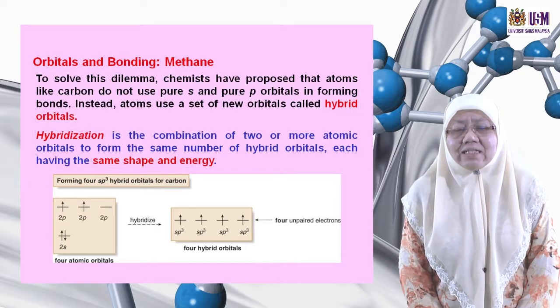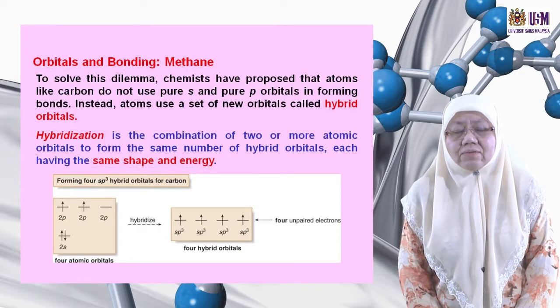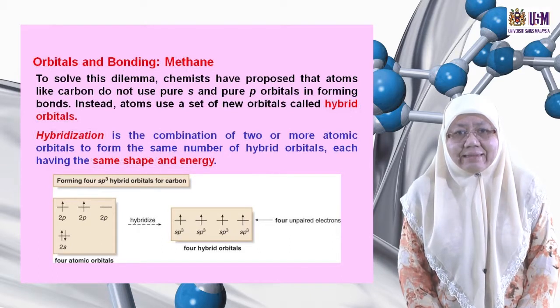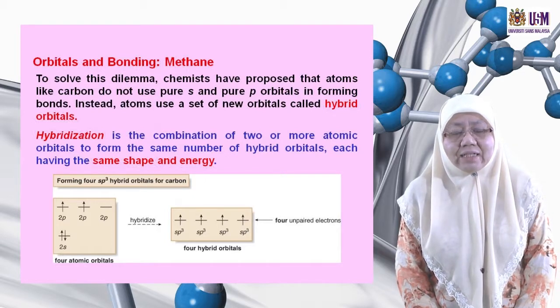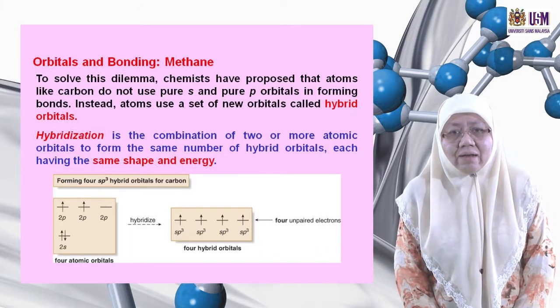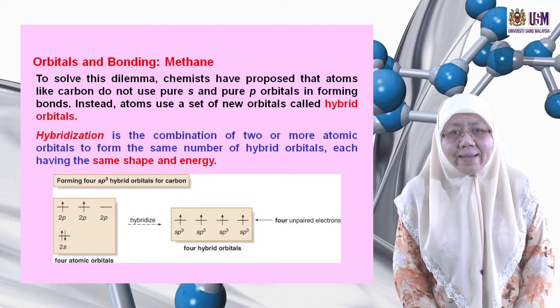Instead, atoms use a new set of orbitals called hybrid orbitals. Hybridization is actually a combination of 2 or more atomic orbitals to form the same number of hybrid orbitals, each having the same shape and energy. For instance, if we were to look at the carbon atom again, when the electron is promoted to the p orbitals and hybridization occurs, we will get 4 hybridized orbitals, and namely each orbital is sp3. So there will be 4 sp3 orbitals with 4 unpaired electrons.